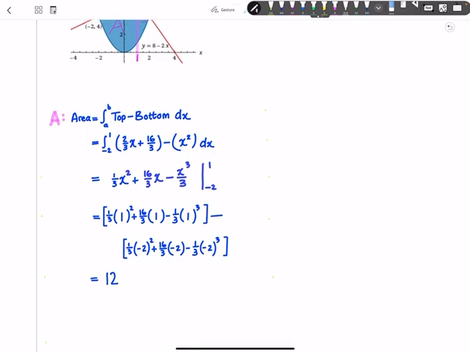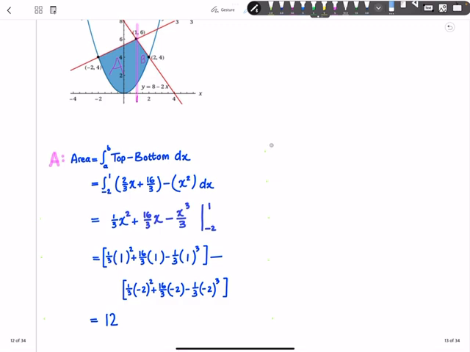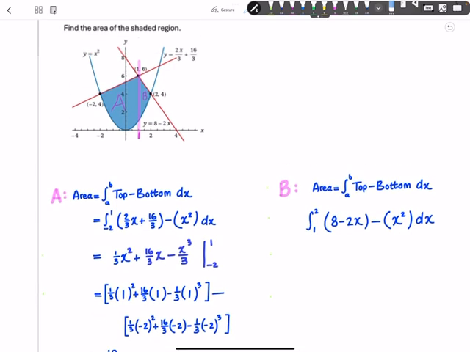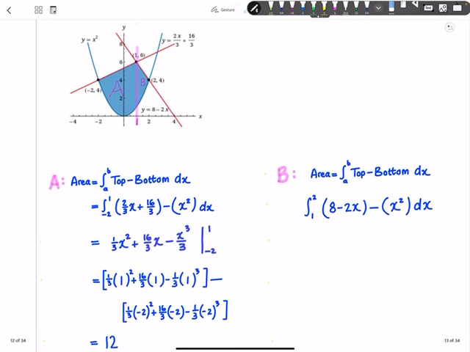Now let's look at the second region, region B. Again, there's a very clearly defined top and bottom function, so we set this up in the same way. It's going to be the integral from 1 to 2. Note those bounds. The function on top is the linear function y equals 8 minus 2x, and the bottom function is y equals x squared. Top minus bottom is how we set this up.